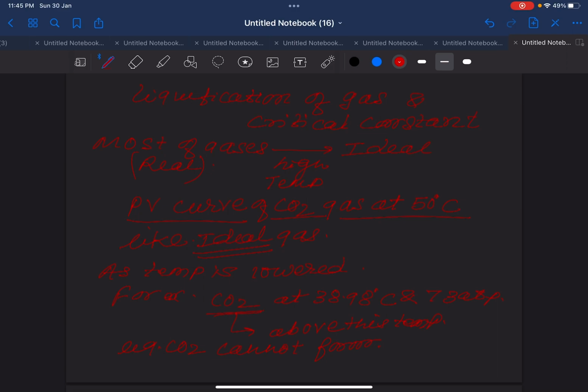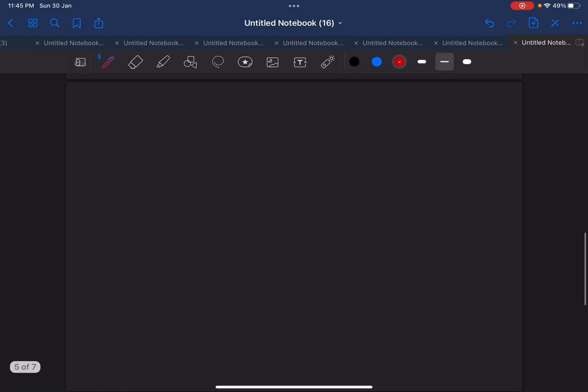Other gases also show similar behavior. The temperature above which a substance cannot be liquefied, a substance मतलब a gas cannot be liquefied by increasing pressure, is called critical temperature.